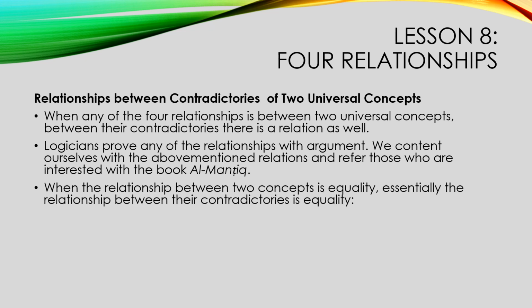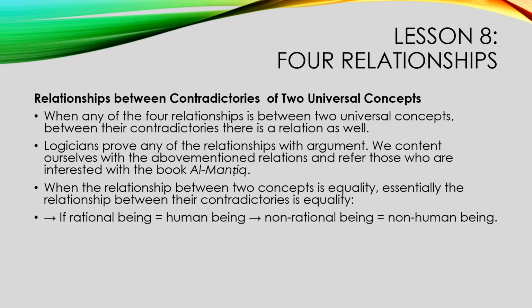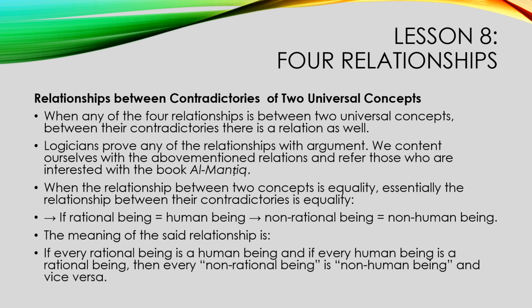When the relationship between two concepts is equality, essentially the relationship between their contradictories is also equality. For example, if rational being equals human being, it means to say that non-rational being equals non-human being. The meaning of the said relationship is, if every rational being is a human being, and if every human being is a rational being, then every non-rational being is non-human being, and vice versa.